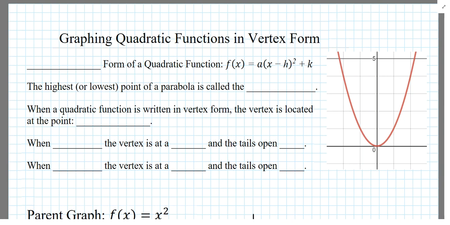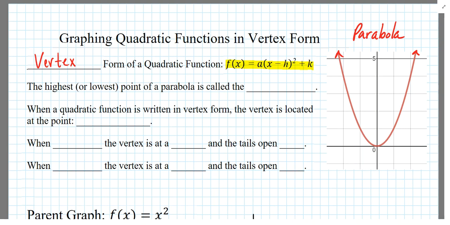Hello. In this video, I would like to share with you how to graph quadratic functions when written in vertex form. A parabola is the graph of a quadratic function which looks like a U shape that has tails that point up or down. When the equation of a quadratic function is written in this form, f of x equals a times the quantity of x minus h squared plus k, we call that vertex form.